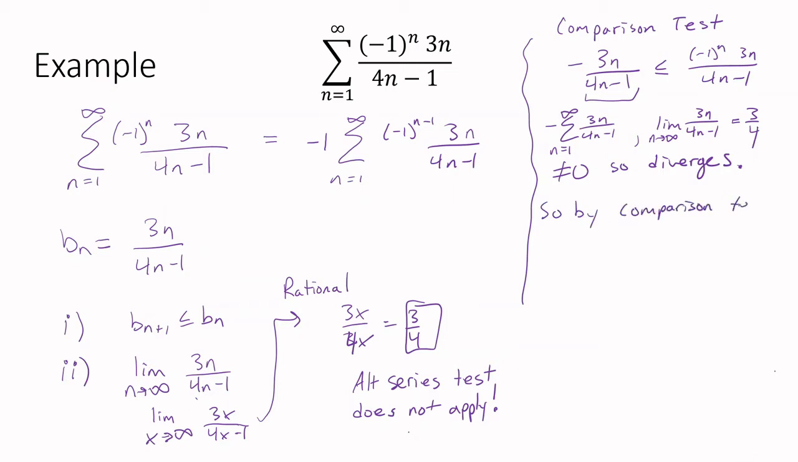test, our series diverges from n equals 1 to infinity, diverges. So just because you see a negative 1 does not mean you can automatically go and use the alternating series test. You have to be careful. You have to check all of the conditions. Okay.